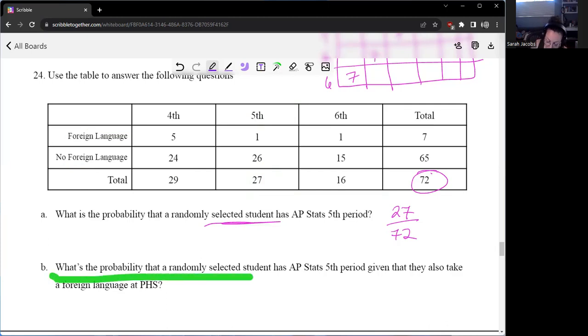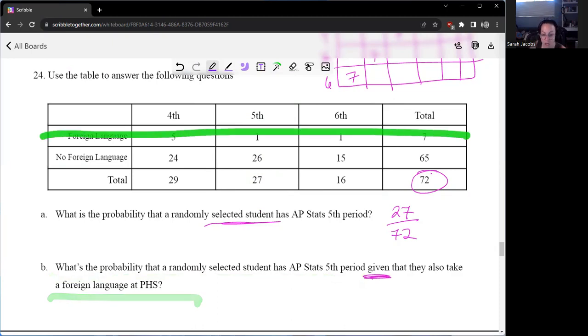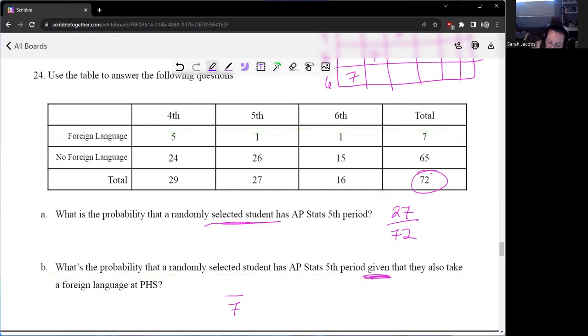For B, what's the probability that a randomly selected student has AP Stats 5th period, given that they also take a foreign language at PHS? Okay, given, that is our denominator. So our denominator here is going to be 7. And then in this row, there's only one person in 5th period who takes a foreign language. So that's it. So given that they take a foreign language, 1/7 are in 5th period.